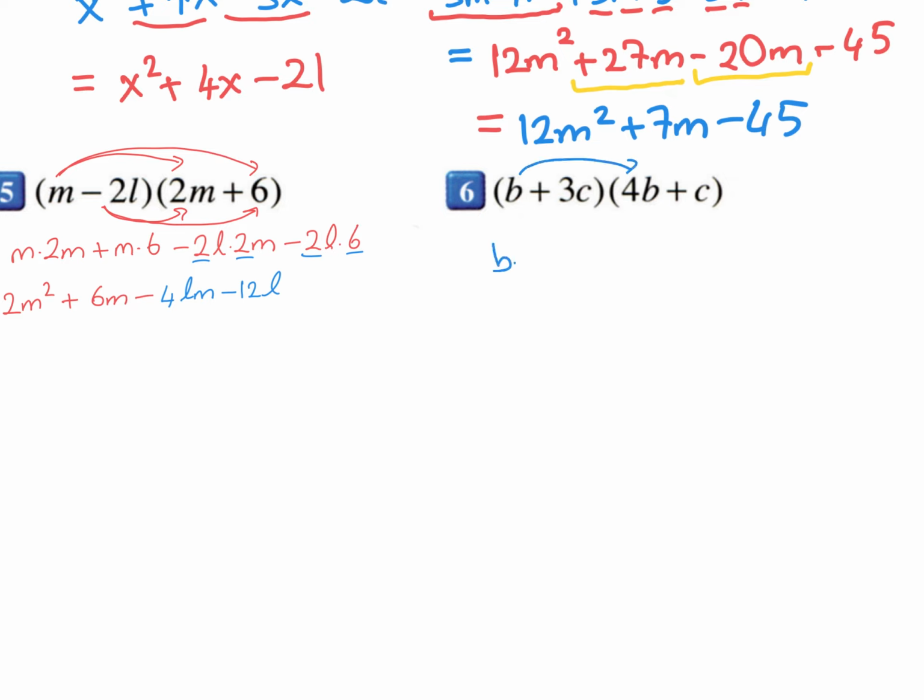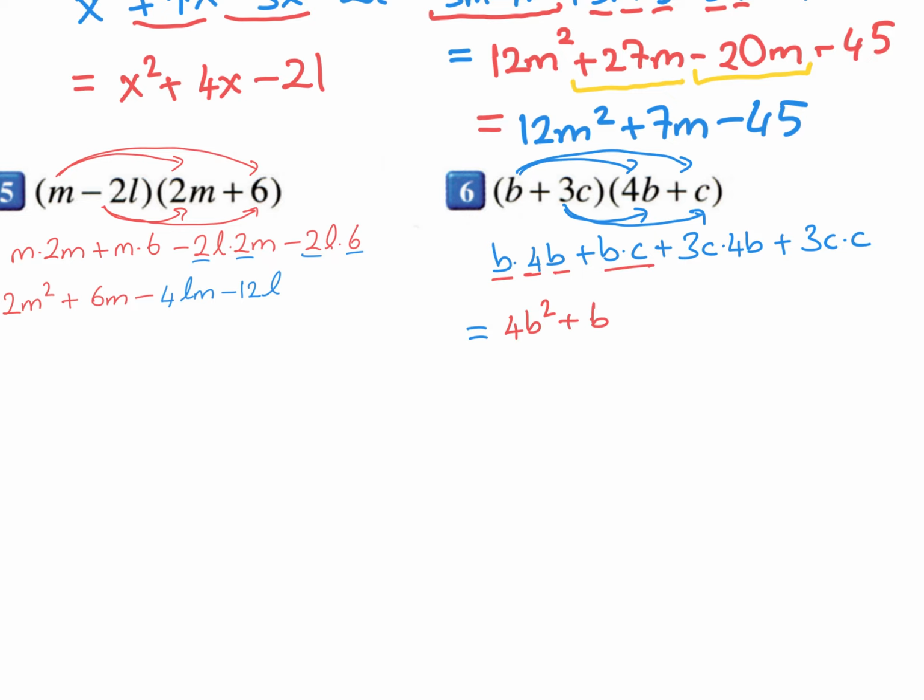b times 4b, then plus b times c, and 3c plus 4b, 3c times 4b, and plus 3c times c. Let's simplify them. Here 4b square will be 4, b times b square, and plus b times c, it is already the simplest form, bc, and plus 3 times 4, 12, number by number first, and c times b, let's make it again bc, order of the letters, then plus 3, c times c will be c square.